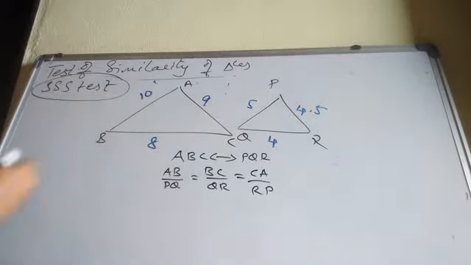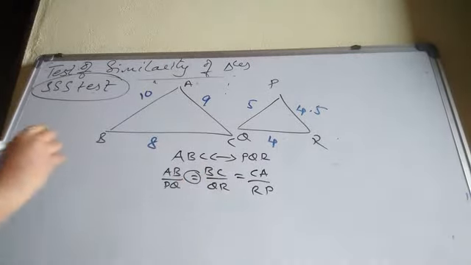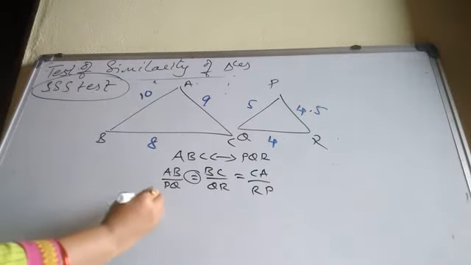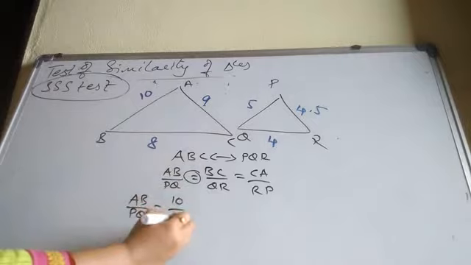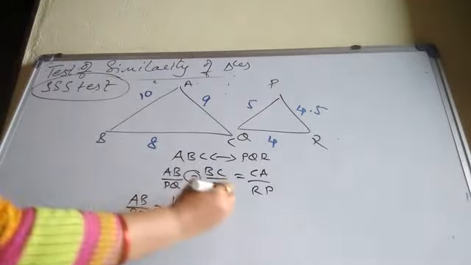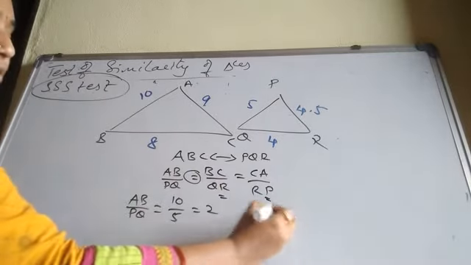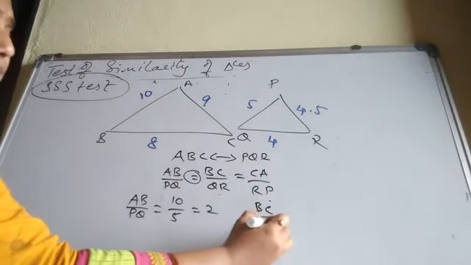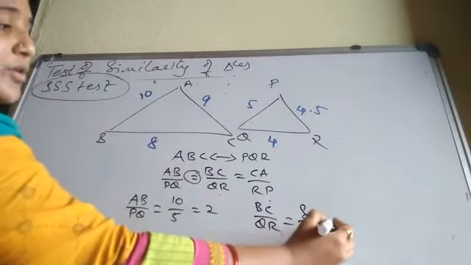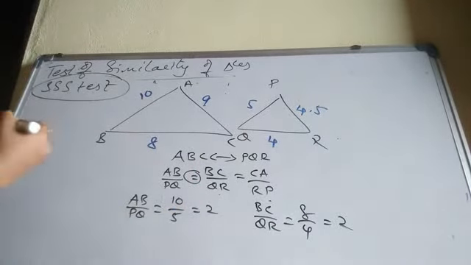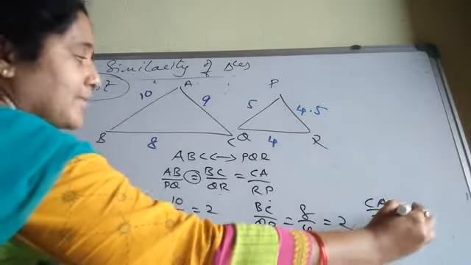Okay. Now first we will find the values. Equal means all three ratios should be equal. AB upon PQ. What is the AB value? 10. The PQ value is 5, so the ratio is 2. Then the remaining ones should also be equal to 2. BC upon QR. BC value 8, QR value 4. 4 twos are 8. Last one, CA upon RP.